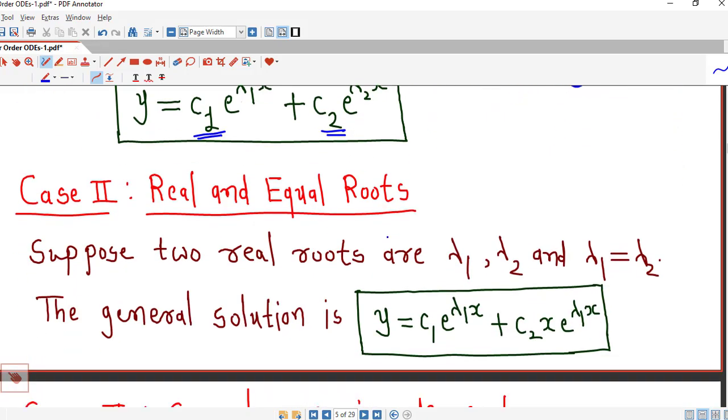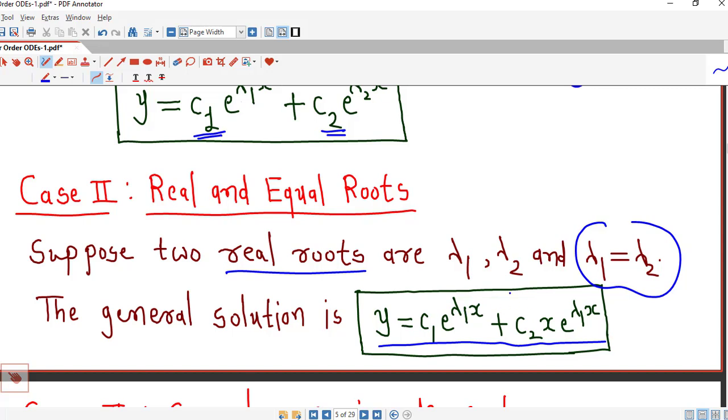Now another possibility is, suppose both the roots are real, lambda 1, lambda 2 belong to R, but suppose both roots are equal. So in that case the general solution is given by y equal to c1 e raised to lambda 1x plus c2 x times e raised to lambda 1x. Here lambda 1 and lambda 2 are equal, so here also we write lambda 1, or we can write lambda 2 at both the places.